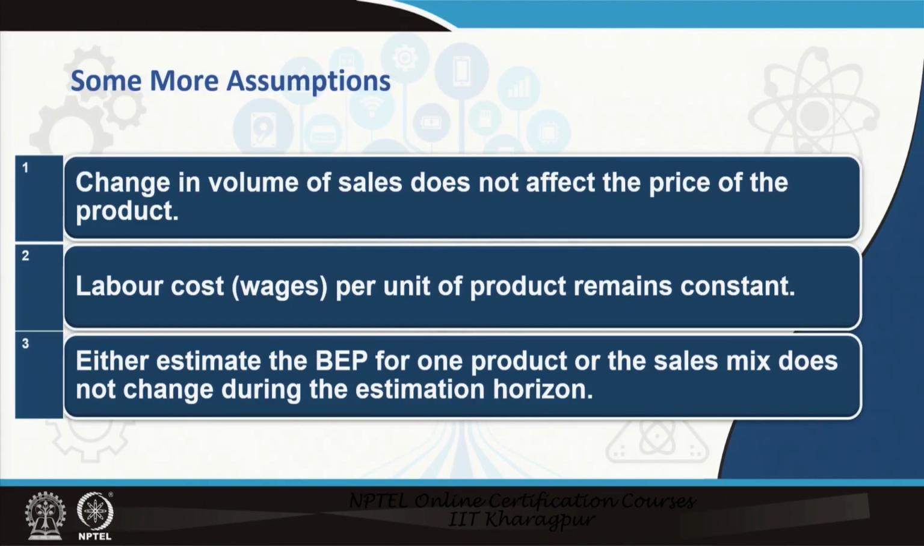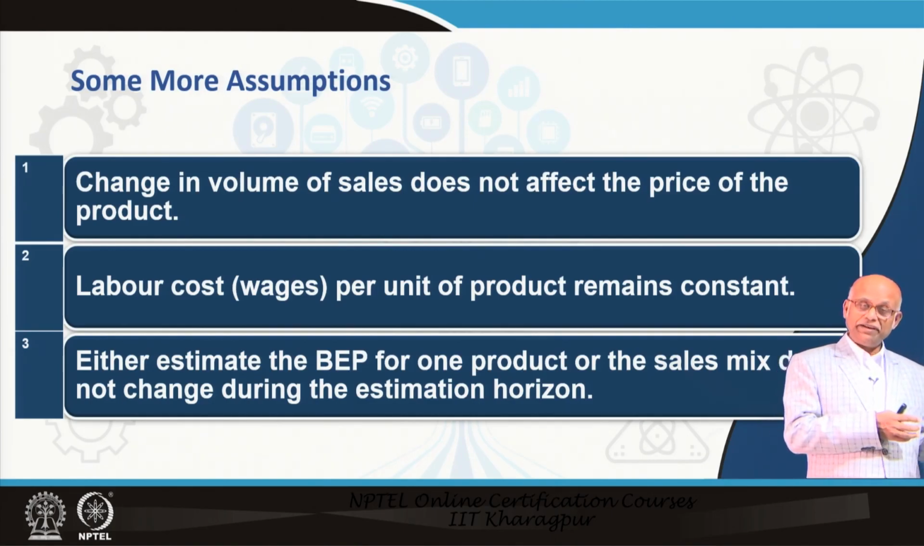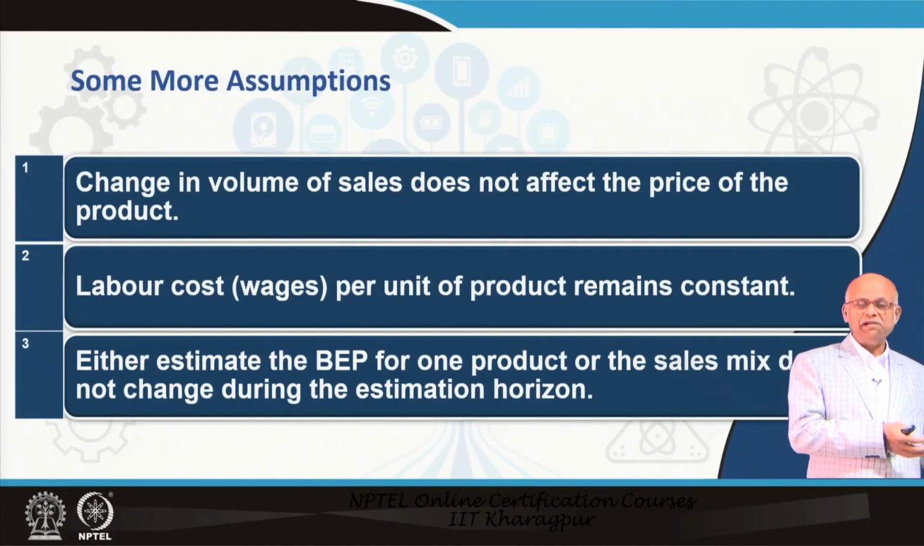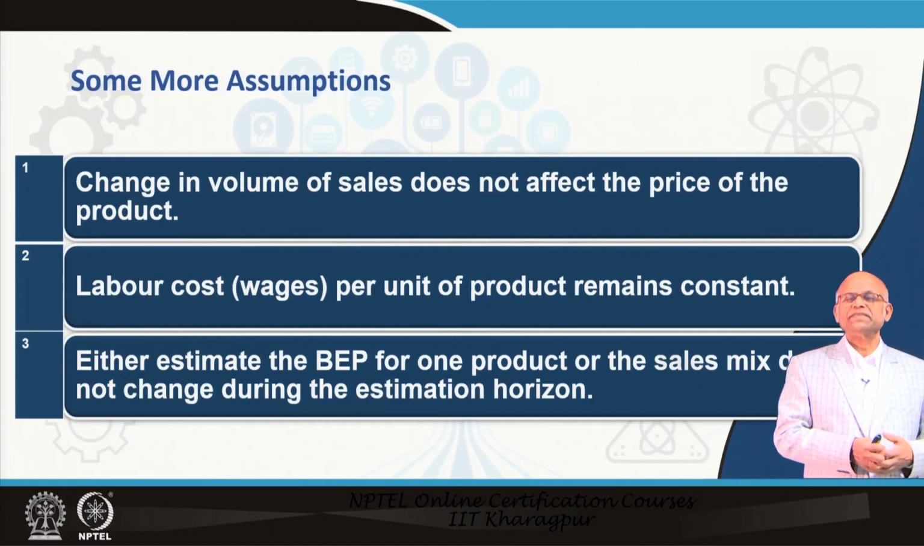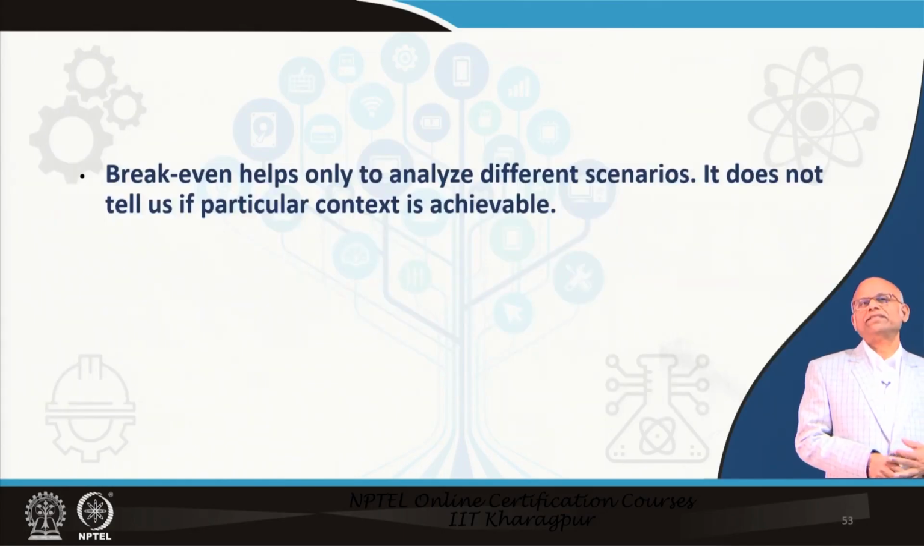So, in case you are manufacturing several products, so there is a mix of products or sales mix, then either estimate BEP for one product at a time separately by defining its separate cost structure, meaning proper allocation of fixed cost, and then estimate BEP separately for each product, or presume that there is no change in product mix in between.